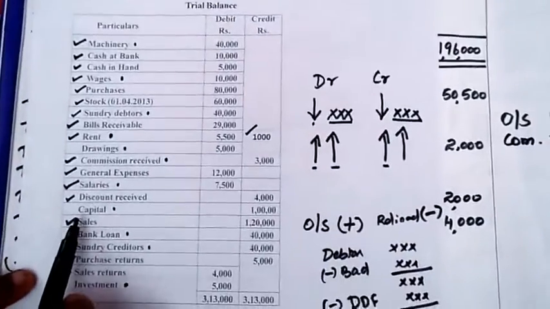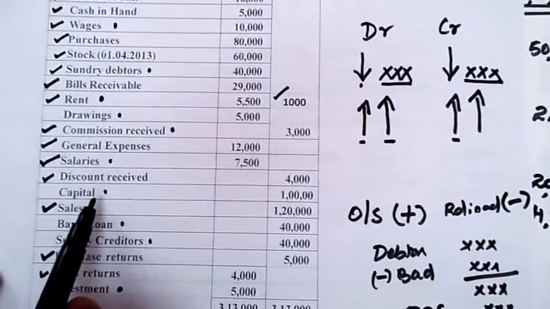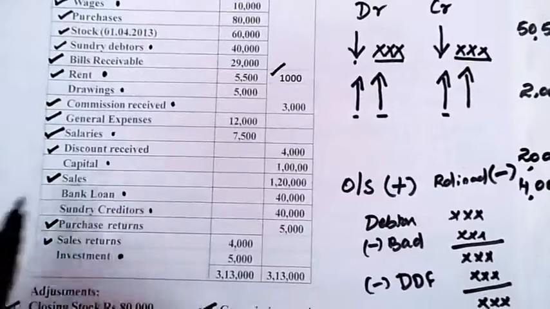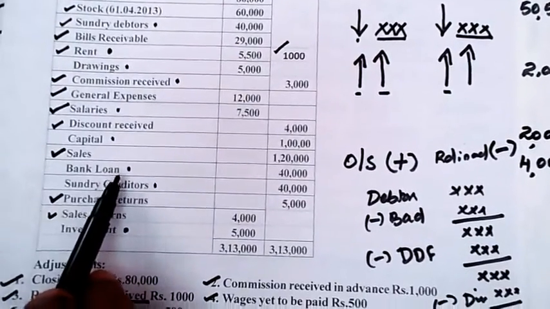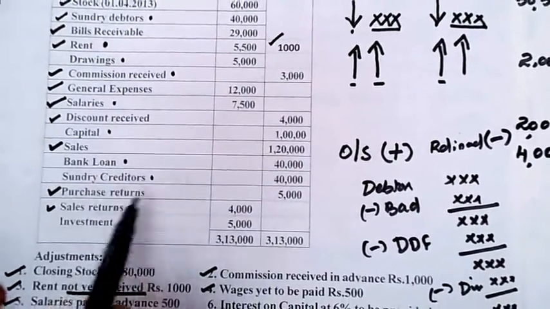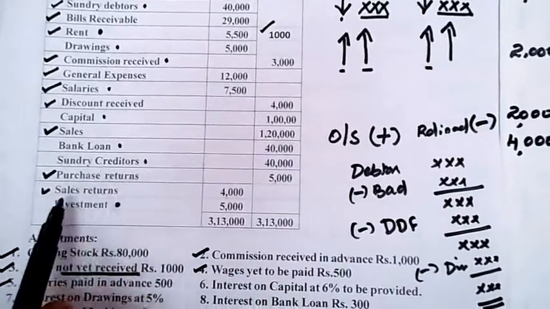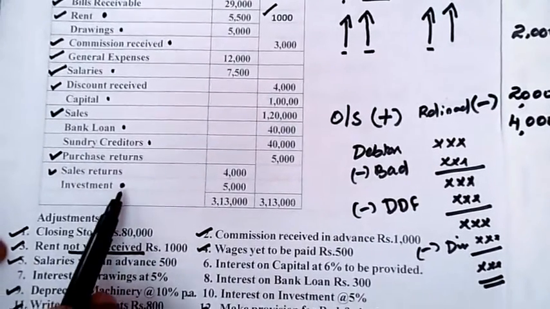Next, capital. This will be recorded in balance sheet liability side. Sales is already entered. Bank loan also liability item. Creditor also liability item. Purchase return is entered. Sales return is entered. Investment, asset item.